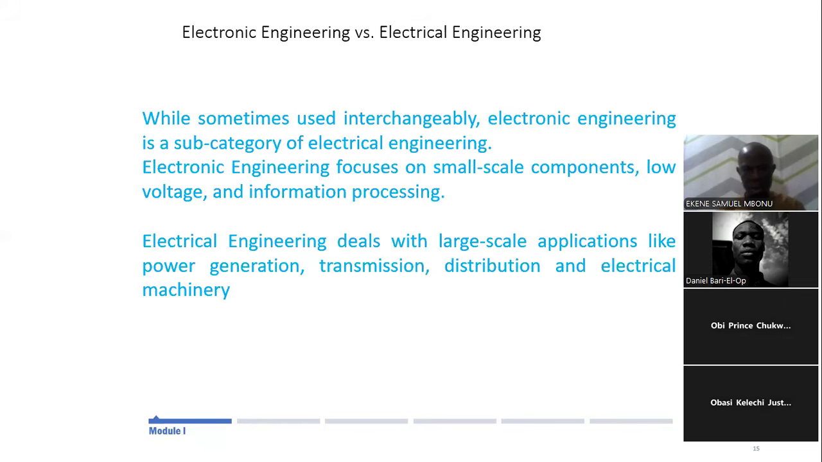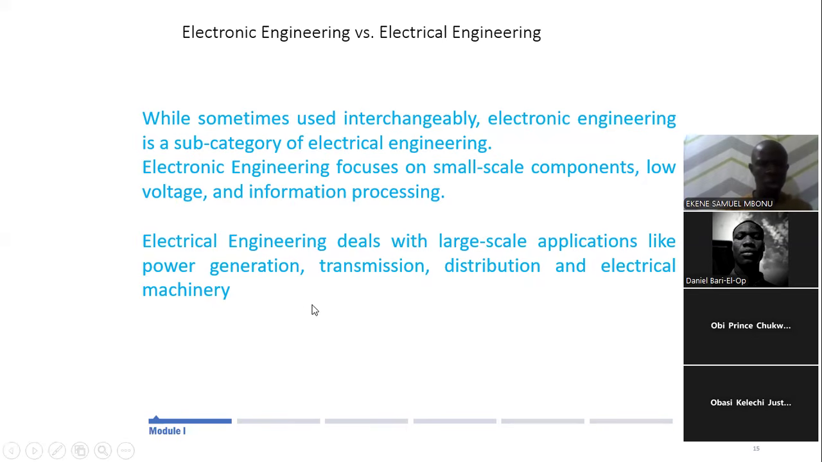While sometimes used interchangeably, electronic engineering is a subcategory of electrical engineering. Electronic engineering focuses on small-scale components, low voltage, and information processing. Electrical engineering deals with large-scale applications like power generation, transmission, distribution, and electrical machinery.